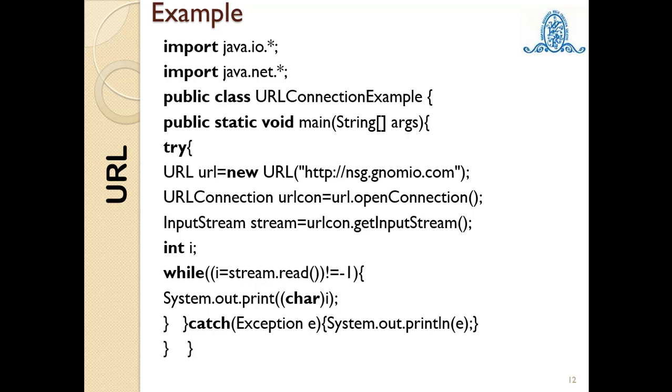So while i = stream.read, it returns the byte value that will be compared with -1. If it is not equal to -1, then it will print the value of i. Here typecasting is used because i consists of the byte value and we have to convert it into characters, so inside the parenthesis the char data type is used. Then the try block is closed, and then catch Exception e. Inside the catch block, the e object is printed using System.out.println and the brackets are closed.